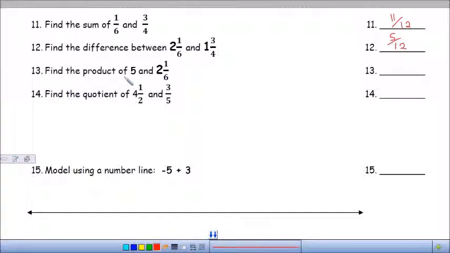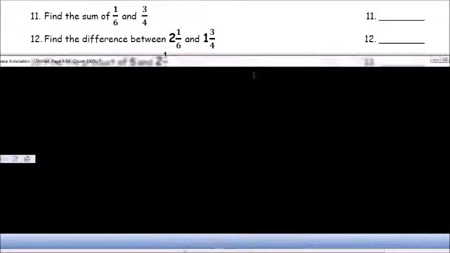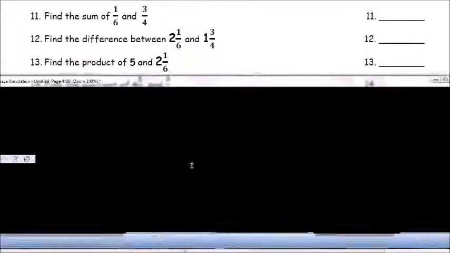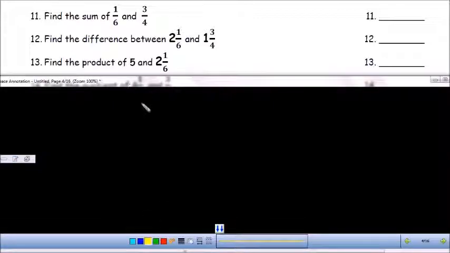Now we're going to find the product. And the product means we have to multiply. So we're going to have to multiply. Here we go. Multiply 5 as a whole number times a mixed number, 2 and 1/6. So let me write that on my paper. Okay, so my whole number is 5 times, because it says product, times 2 and 1/6.